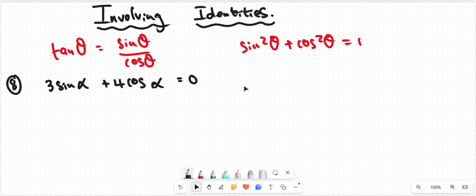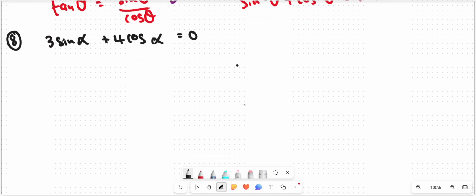Alright, so number 8 needs us to apply our identities. But first of all, let's remind ourselves of the identities that we should know by now. The first one is tan theta is equal to sine theta over cos theta. And the second one is sine squared theta plus cos squared theta is equal to 1. So we're going to have to apply either one of those, or sometimes both at the same time, to help us solve these trig equations.